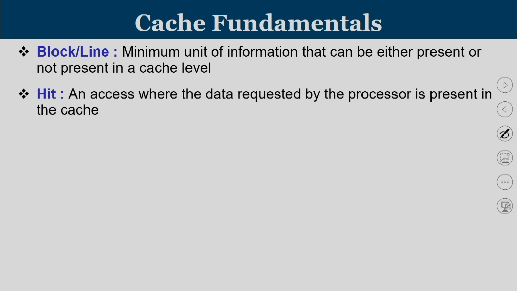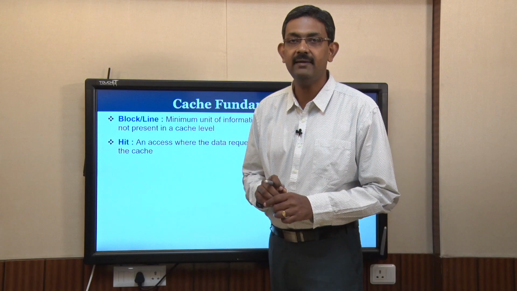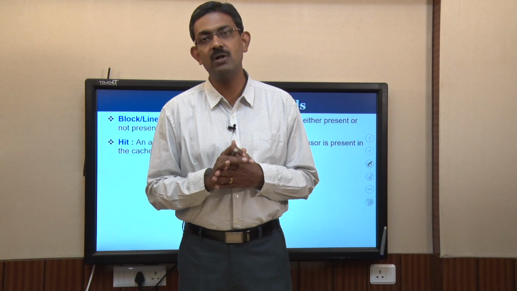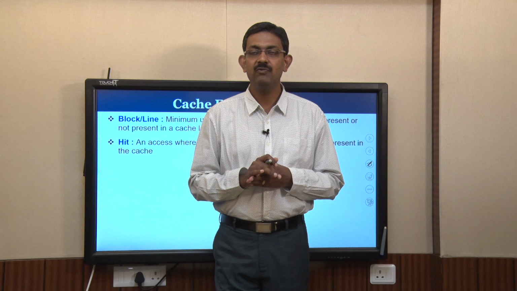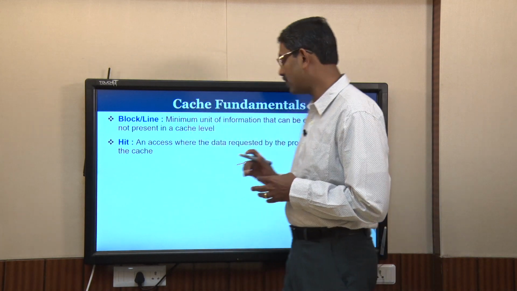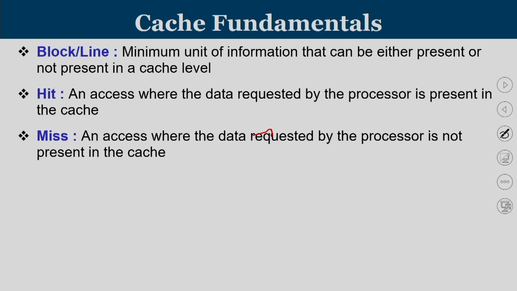The next term is called hit. An access where the data requested by the processor is present in the cache, we call that access a hit. So, whenever the requested word is present in your cache memory, we call it a hit, and if it is not present, it is known as a miss.